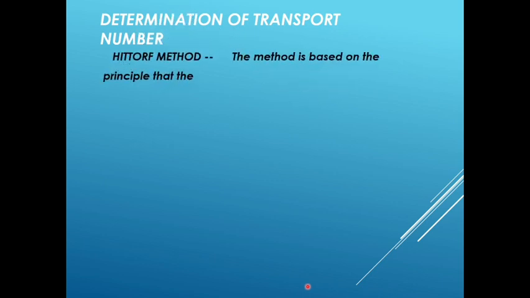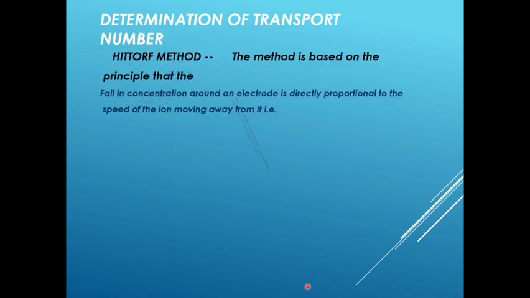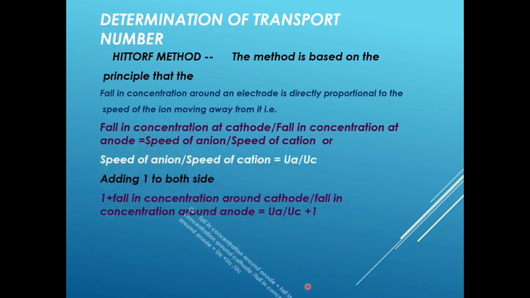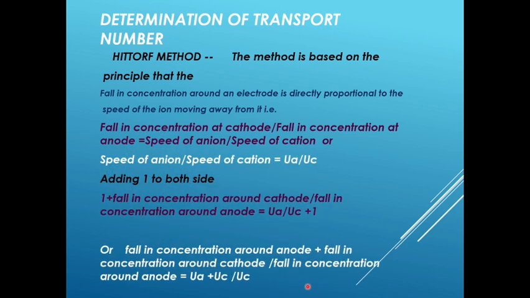Next comes how we determine the transport number. For determination of transport number, two methods are there, or we can say three methods are there. The very first method is the Hittorf method. The second method is the moving boundary method.